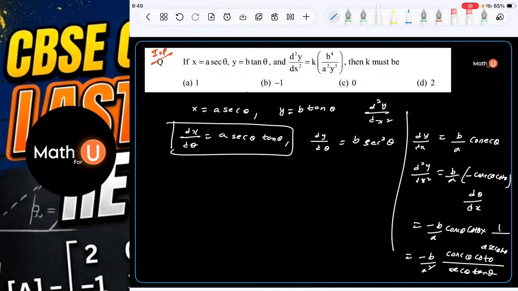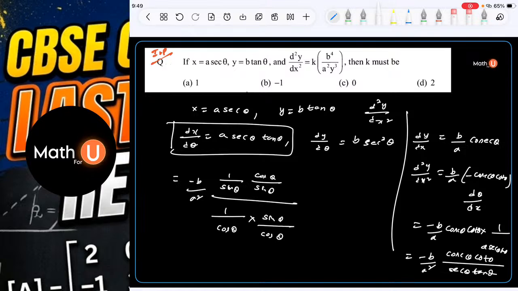What is the answer we get here? We simplify this: minus b by a square. Cosecant theta can be written as 1 by sin theta. Cot theta can be written as cos theta by sin theta. Secant theta can be written as 1 by cos theta. Tan theta can be written as sin theta by cos theta. It can be written like this.